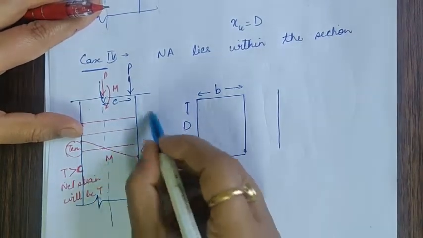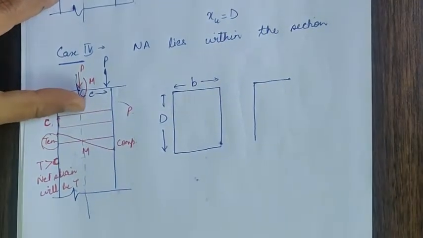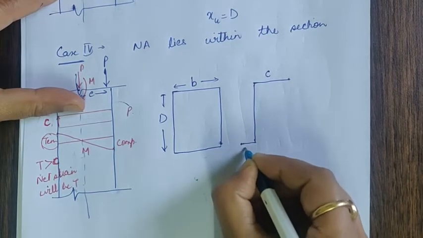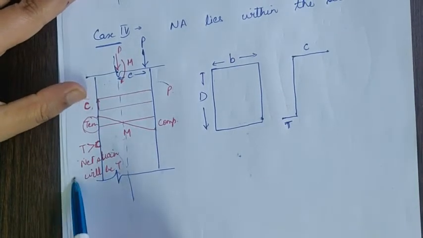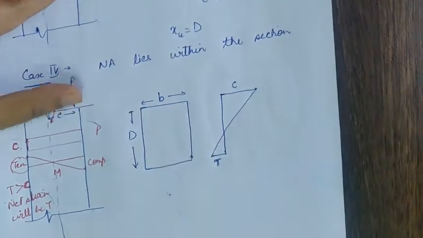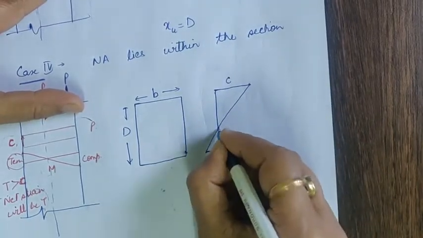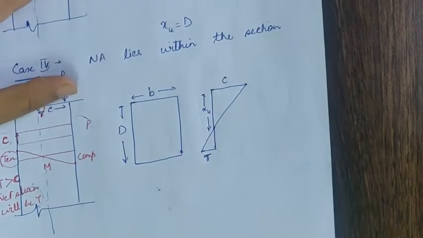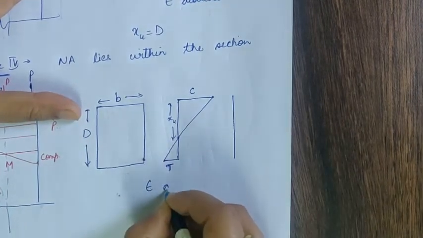On this side, we will have compression added upon. So we will have some compressive strain. On this side, instead of compressive strain, we will have tensile strain, because on this side your tensile strain is greater than compressive, so net is tensile. So if I join the strain diagram, this strain diagram is tensile on this side, compressive on this side, and your neutral axis is lying within the section. So this is the neutral axis that is lying within the section. Okay. So this is the strain distribution.